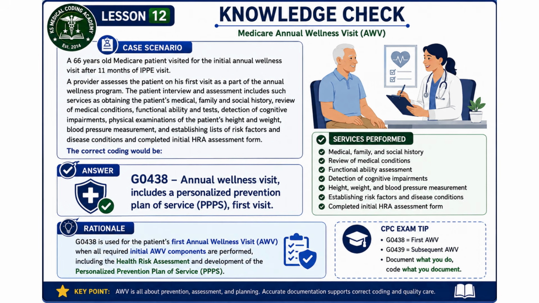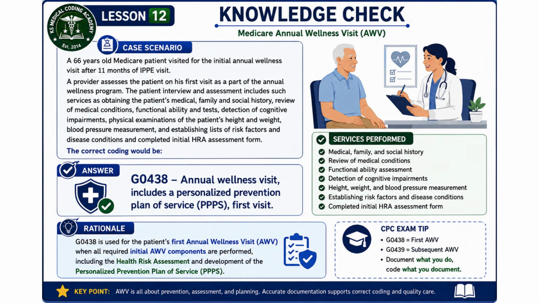Let's work through this knowledge check. A 66-year-old Medicare patient presents for the initial annual wellness visit, 11 months after the initial preventive physical examination, or IPPE. During the visit, the provider reviews the patient's medical, family, and social history, evaluates functional ability and cognitive status, obtains appropriate measurements, identifies risk factors and health conditions, and completes the initial health risk assessment. The correct answer is G0438.